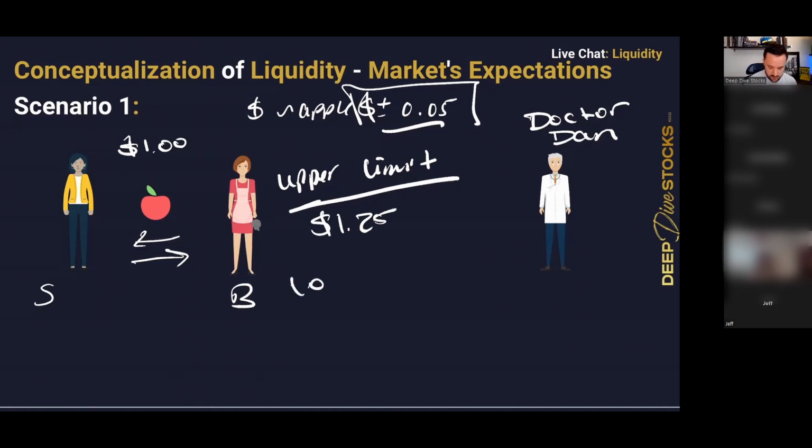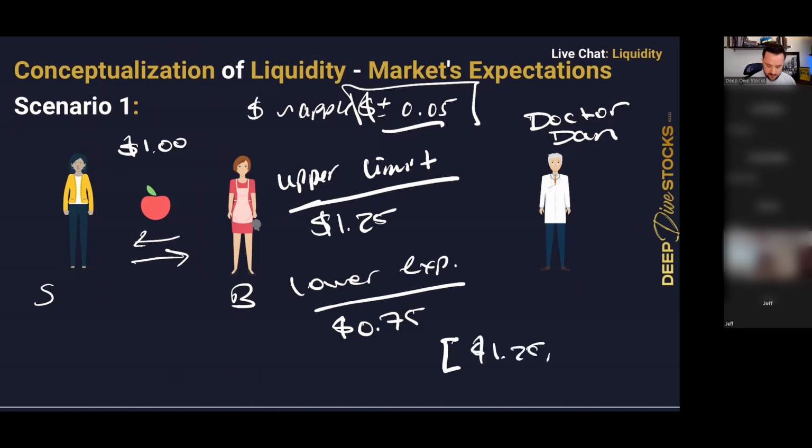And what about his lower expectation? 75 cents. Yeah. So same, but reverse, right? So Dr. Dan has a range of 125, I think I'm writing this backwards, to 75 cents. That's his expectations.